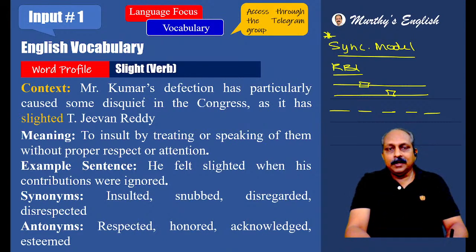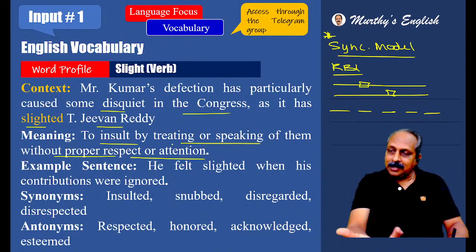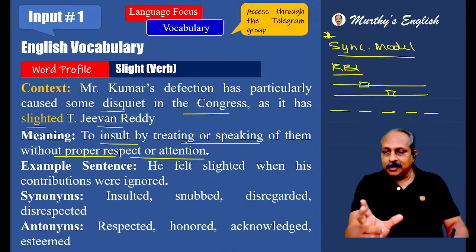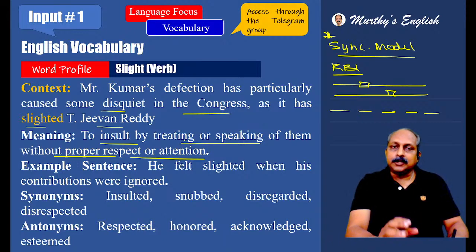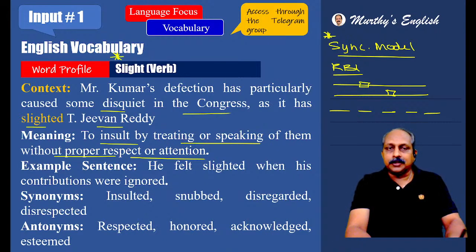Others cannot handle. Here, slight, change, subtle change, that is adjective, but as a verb, a different meaning altogether. Mr. Kumar's defection has particularly caused some disquiet in the Congress as it has slighted T. Jeevan Reddy. It has slighted means disturbed, you have to understand. To insult by treating or speaking of them without proper respect or attention. Here, what does it mean? Insult. You cannot guess also. Imagine the same word given in the exam and one sentence, the context goes with insulting. You will not think of the word slight. Usually we don't think of that. So that way, this is an important word of the day, I would like to say.